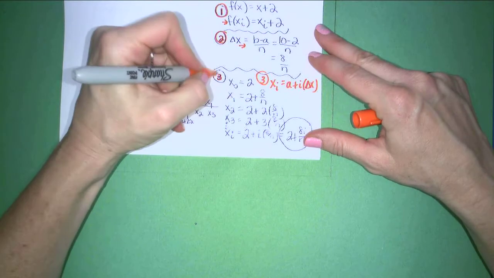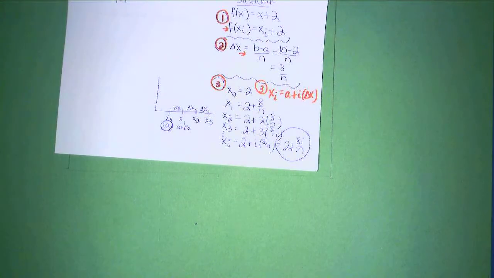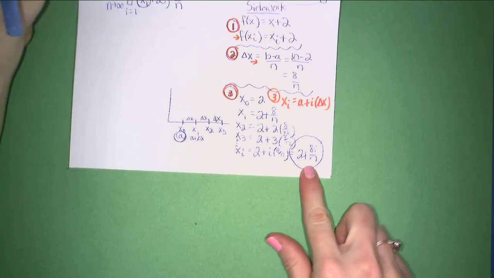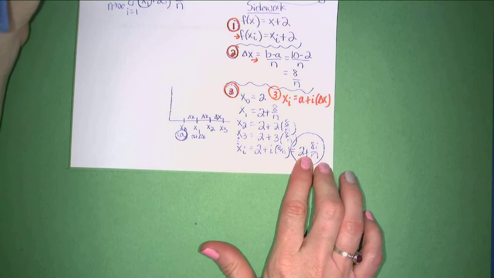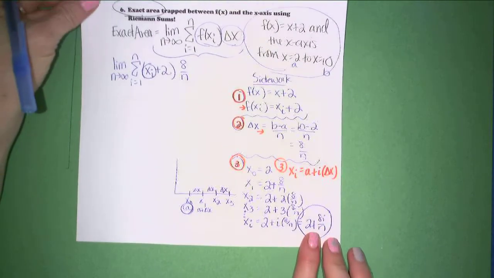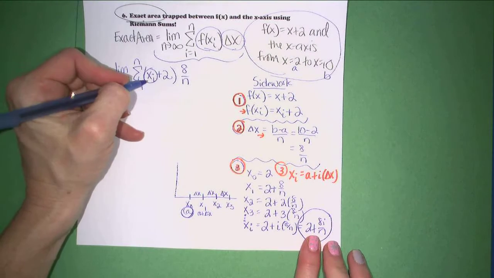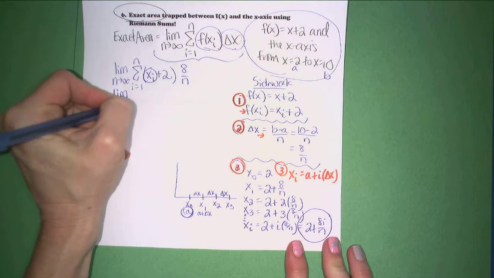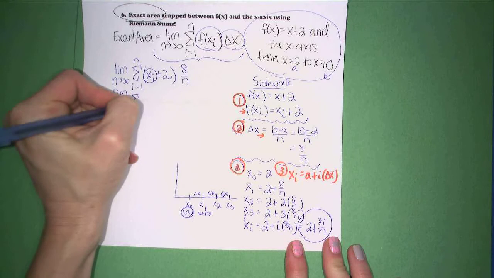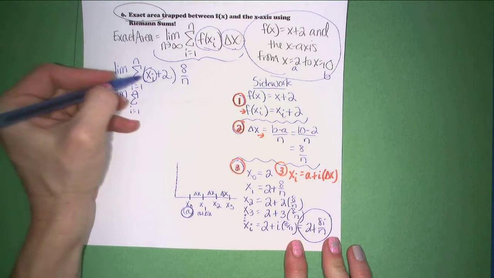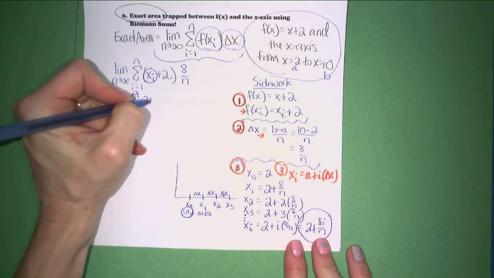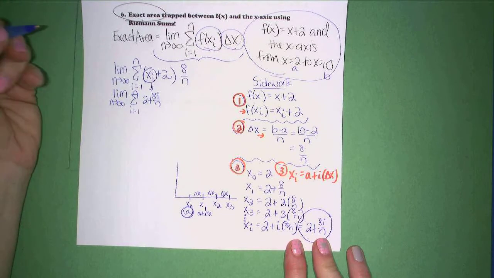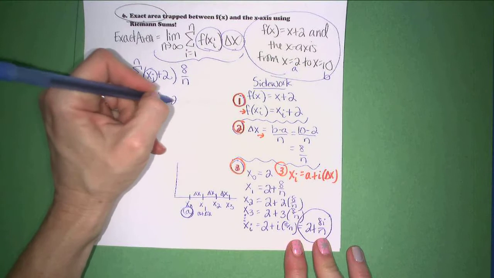Okay, so now we're going to take this x sub i right here, and we're going to feed this back into x sub i right here. So our next step is going to look like this. The limit as n approaches infinity of the sum from i equals 1 to n of 2 plus 8i over n, that's your x sub i, bring down the plus 2, and this is all still times 8 over n.